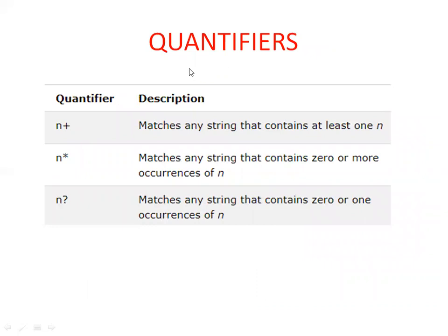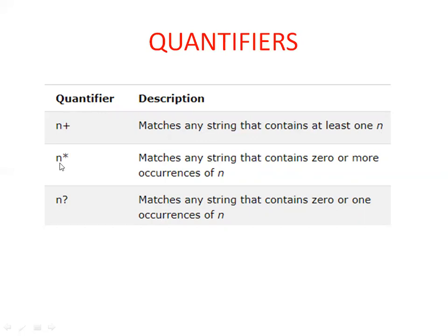So let me see about quantifiers. They are used to specify the quantities. Take the first one. If the quantifier is n plus, what is the meaning of plus? It refers to one or more. So it matches any string that contains at least one n. What does it mean? One or more, 1 to n number is possible.